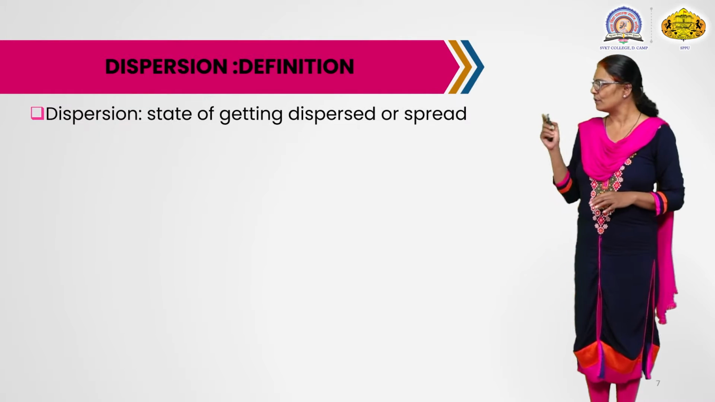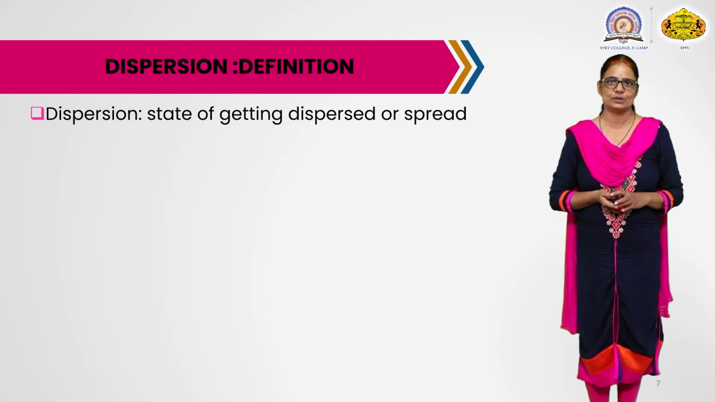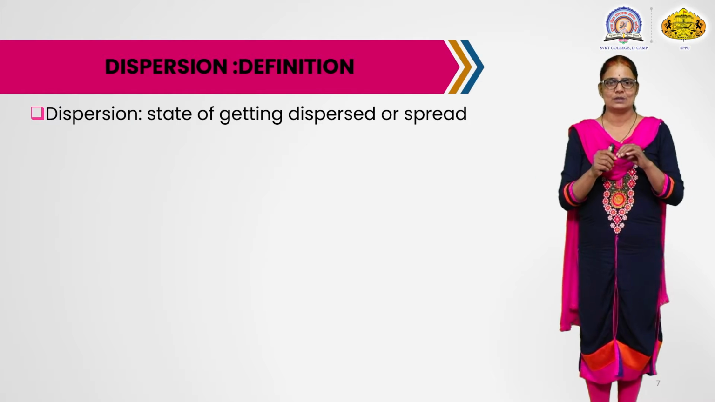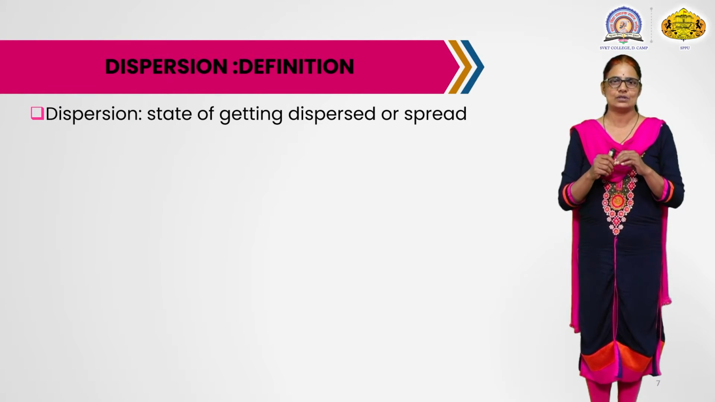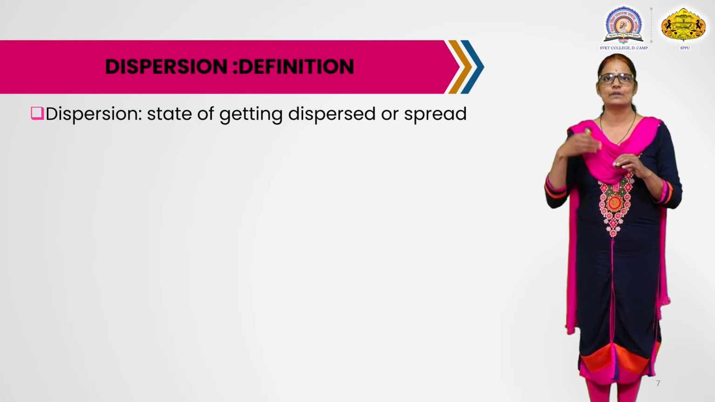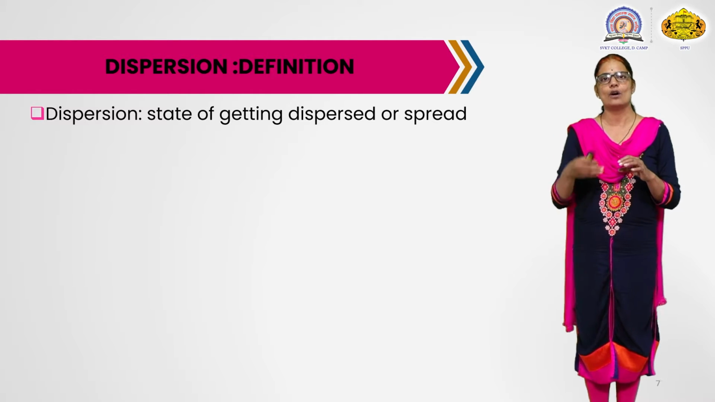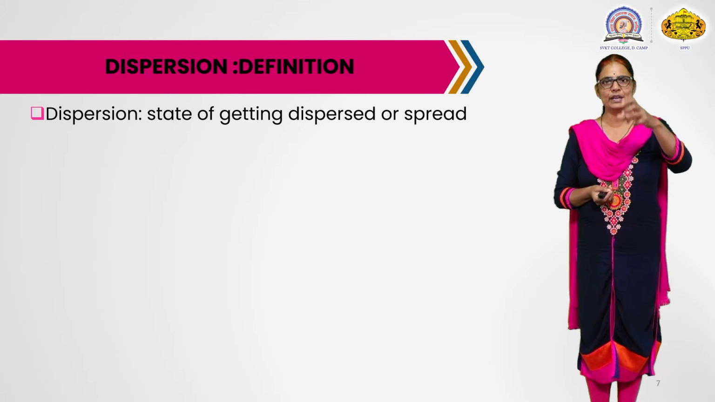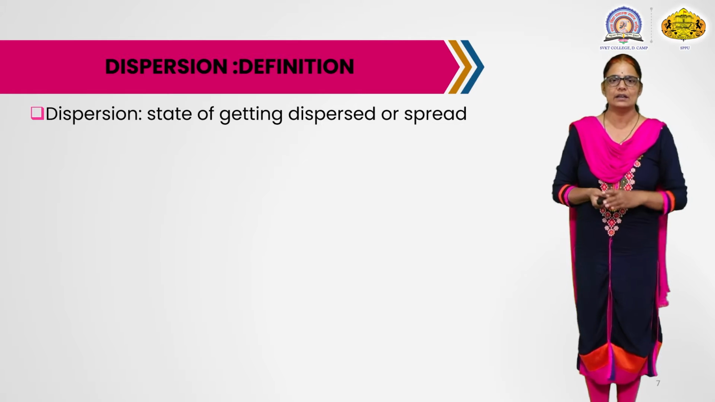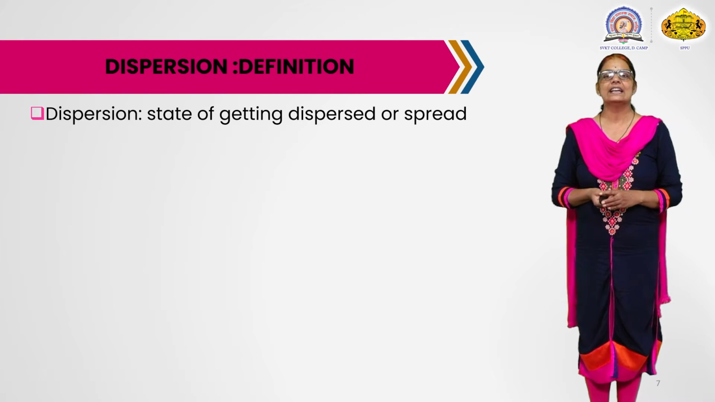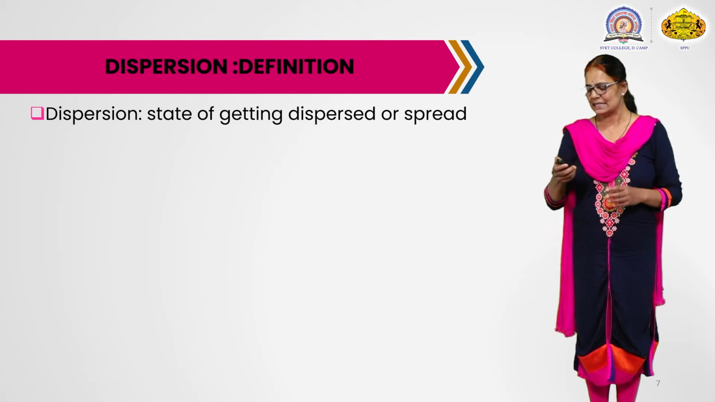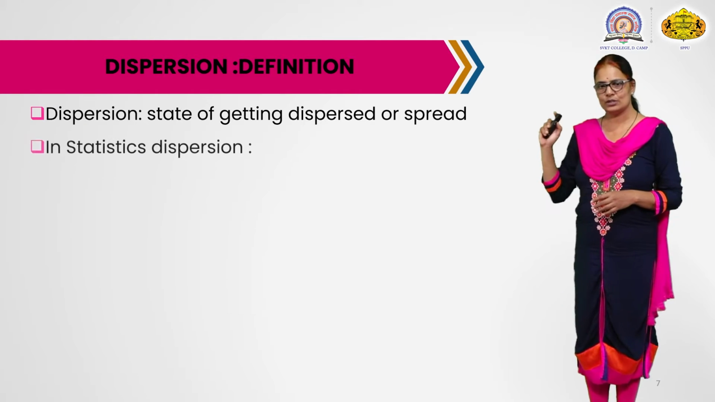So, now we see what is the actual definition of dispersion. The meaning of dispersion in the dictionary is the action or the process of distributing some things or people over a wide area, or another meaning is the state of getting dispersed or the spread. Okay? But in statistics actually the same definition is there.